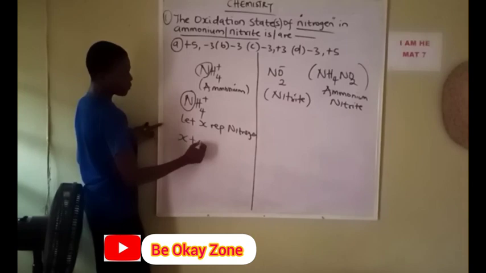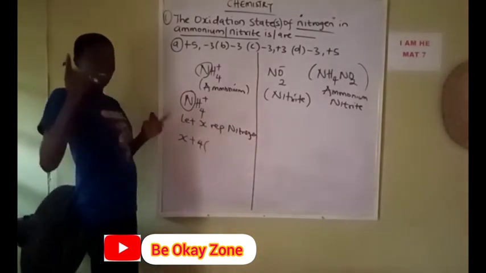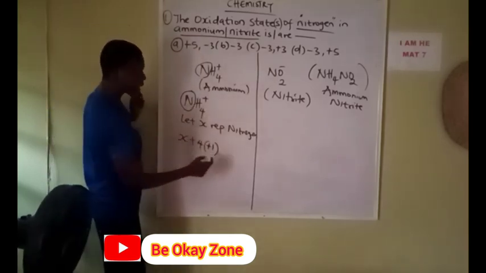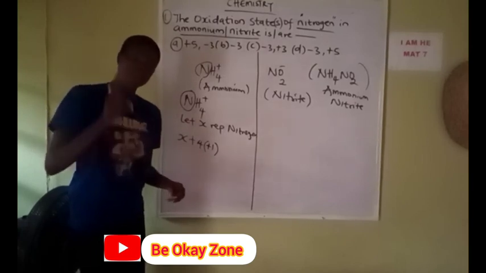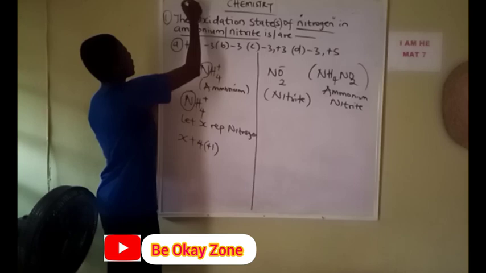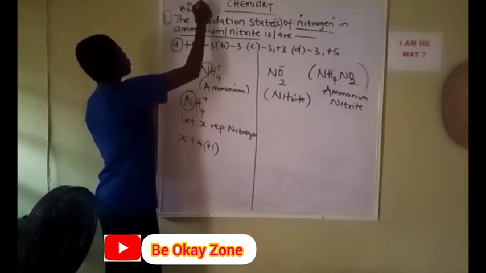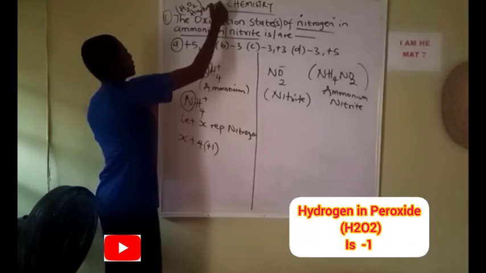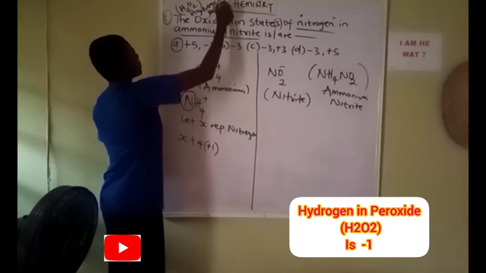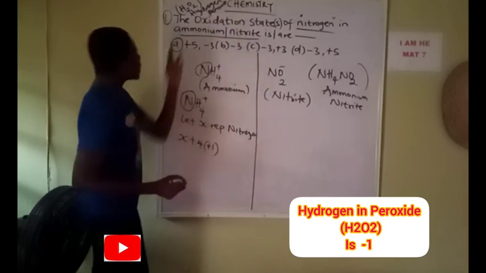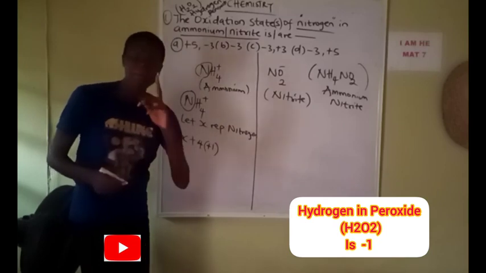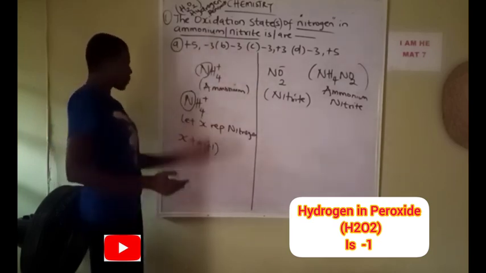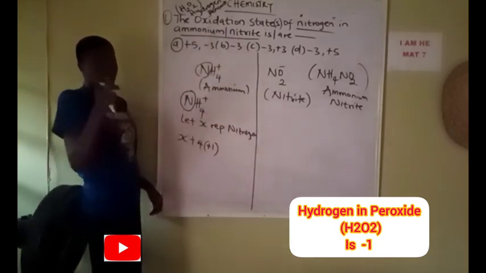4. Now the oxidation state of hydrogen is +1, except in peroxide, where it is -1. For example, H2O2, this is called hydrogen peroxide. So in peroxide, hydrogen is -1. That's the oxidation state of hydrogen. But in normal cases it is +1. So we are looking at their oxidation states now.